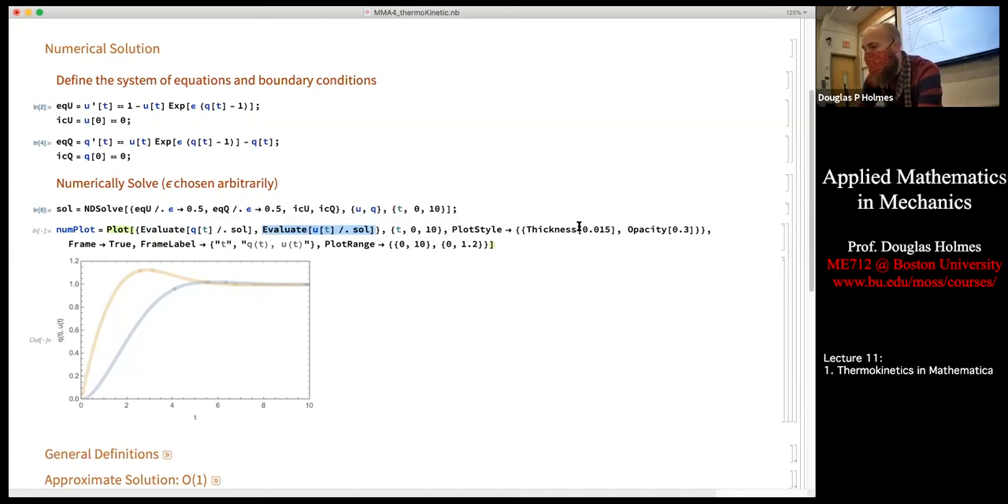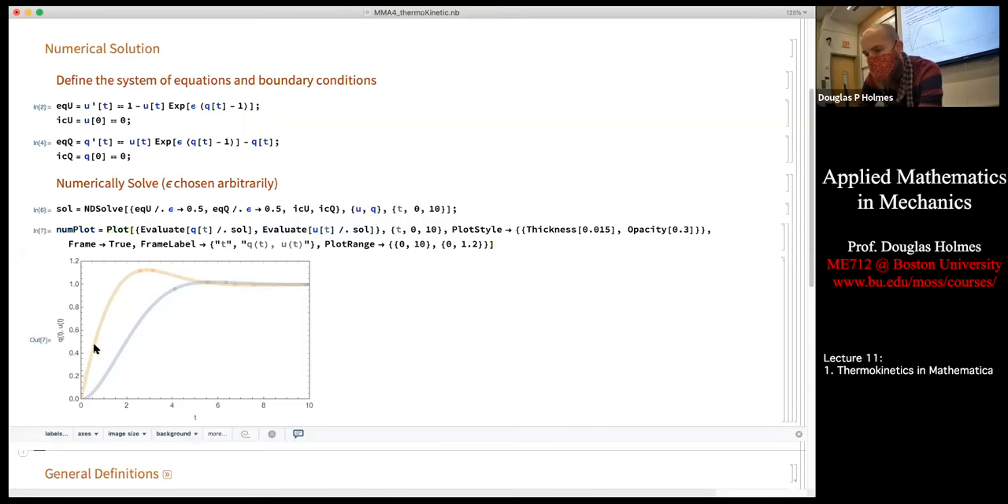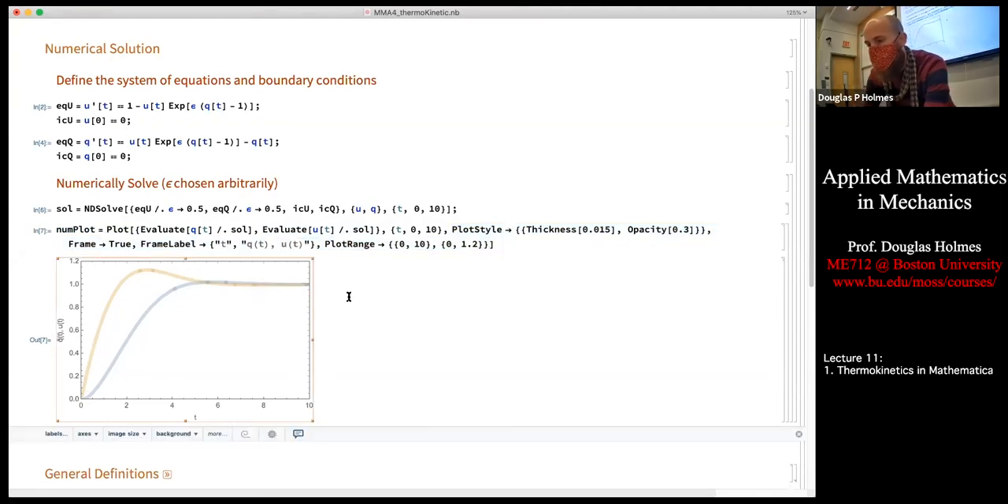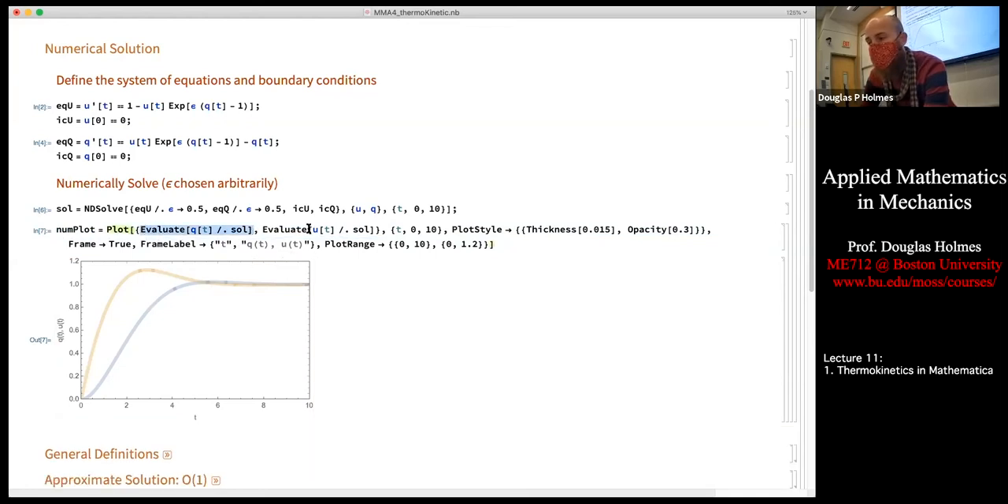I made this plot transparent, so I made these curves a little transparent here. That'll make it so that I can show you how our approximate solution is behaving at each order of epsilon that we solve for. All the rest of this is just styling the plot, putting labels on there, giving a range. The blue curve is the first, so blue is always the first curve unless you tell it a different color. That means the blue curve is our Q, and the orangish curve is our solution for U.